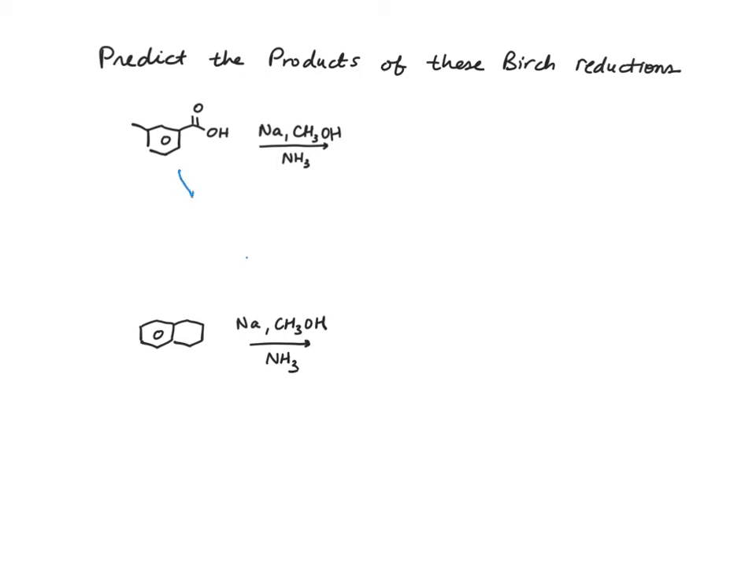In the first case, what we want to do is reduce this aromatic ring with sodium and form a radical anion. And we want this radical anion to be in conjugation with the carboxylic acid, giving us this intermediate. And that is going to lead us, after a few mechanistic steps, to this product.